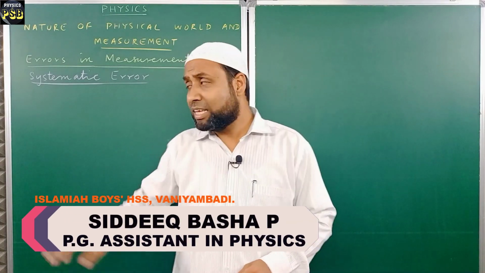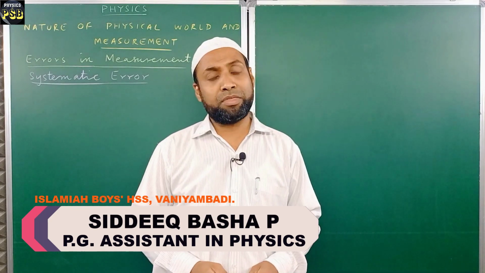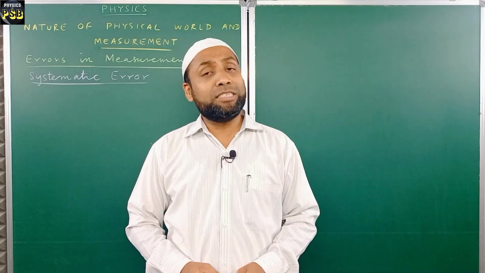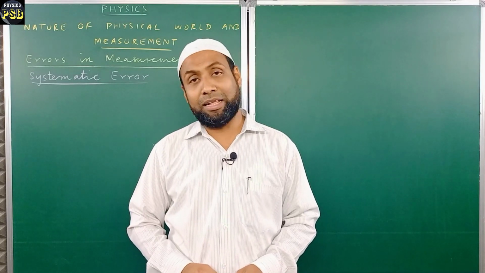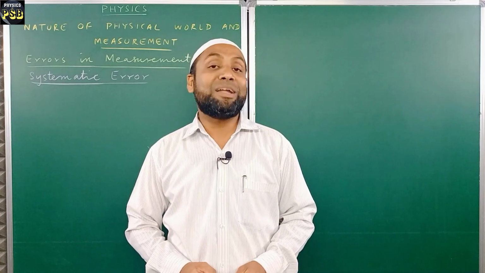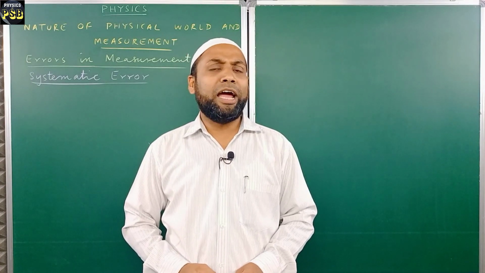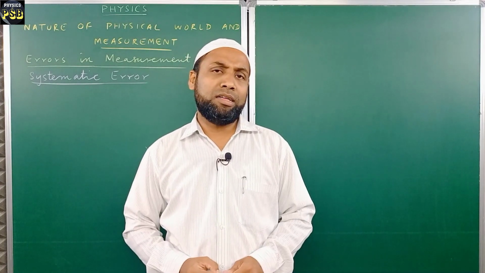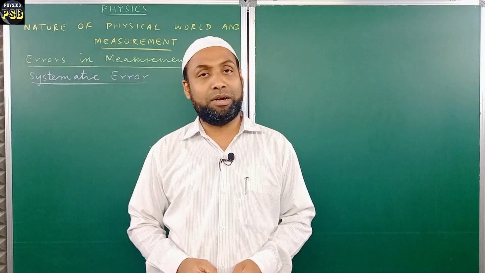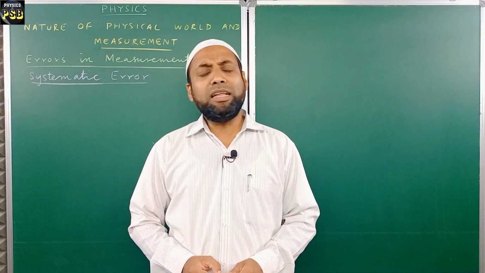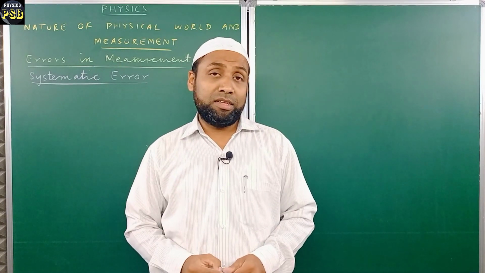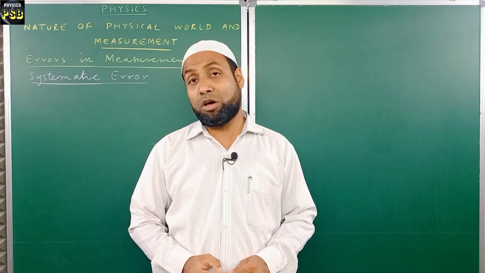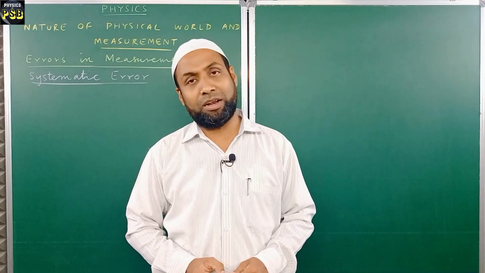In the previous video, we discussed gross error and random error. In this video, we'll discuss systematic error. Error that occurs due to a system and follows a certain pattern is referred to as systematic error. It also occurs due to a problem that continues throughout the experiment or measurement. It is classified into 5 types. We'll discuss all these 5 types of systematic error one by one.